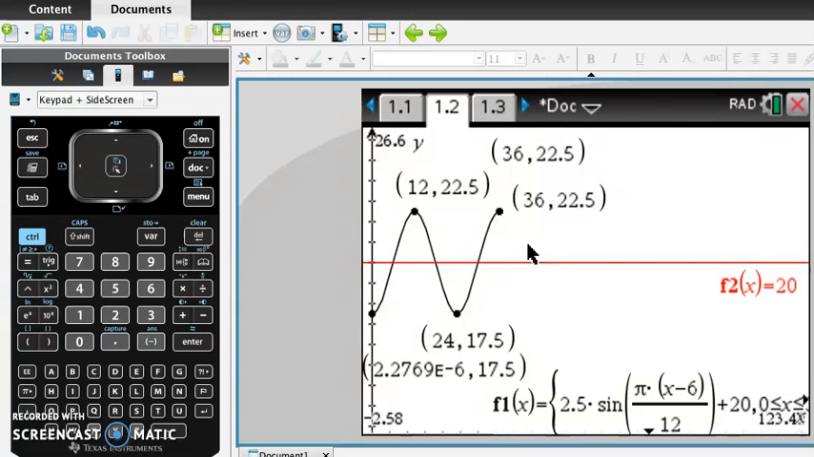So again, if you can work your calculator well, it's just really then interpreting. So you've got to practice these calculator skills.